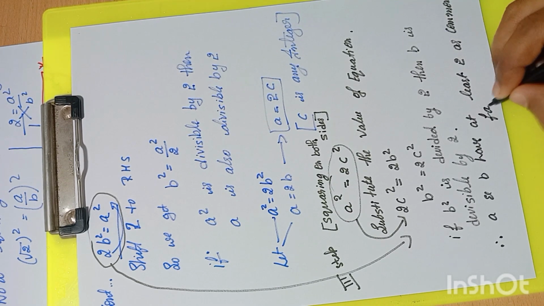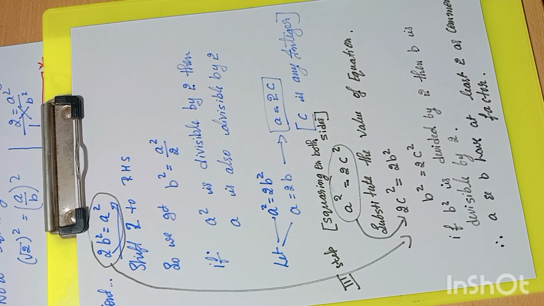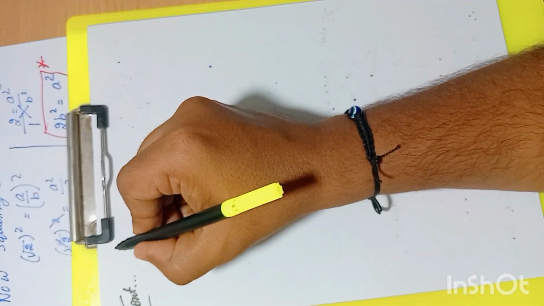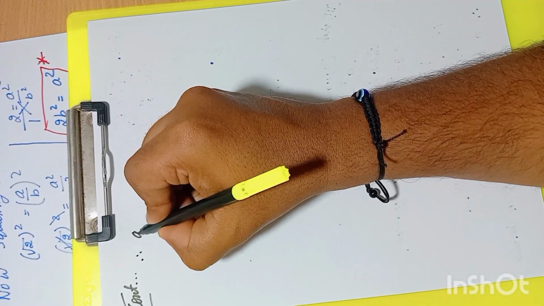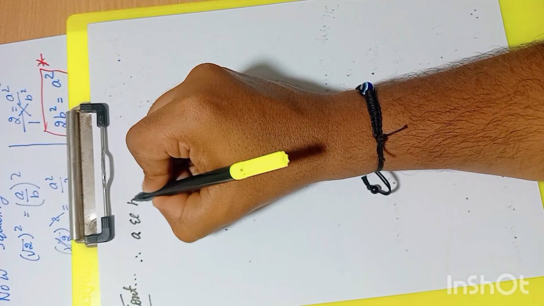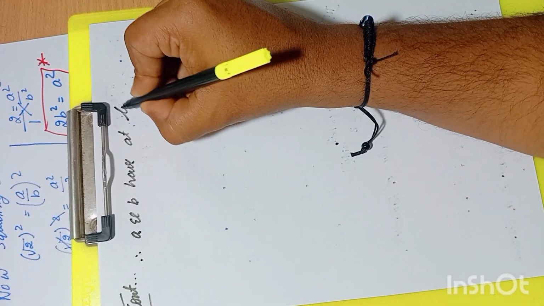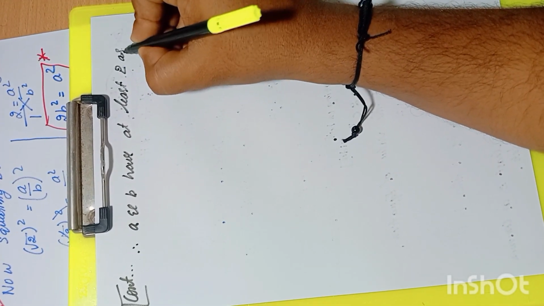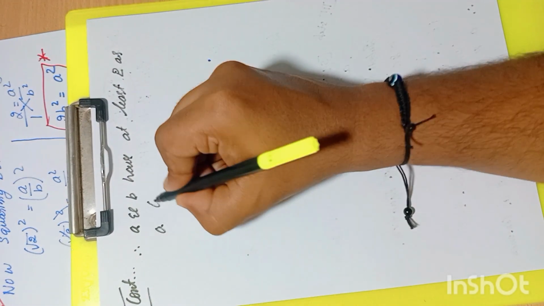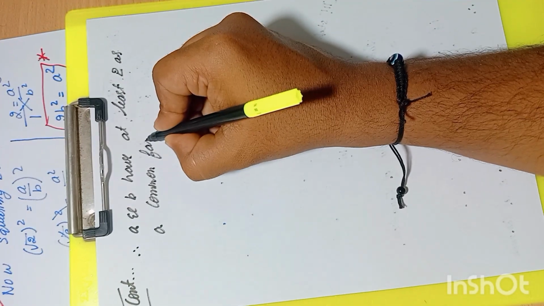Therefore a and b have at least 2 as common factor. At the end, what we can tell is that a and b have 2 as a common factor, because it is root 2. If the root cancels, we will get the 2. So finally we can conclude that we are having 2 as common factor. For two numbers having a common factor, we should tell in sentence form: a and b have at least 2 as common factor.